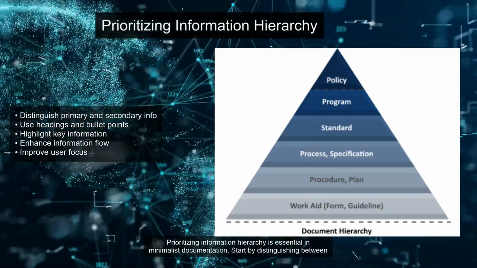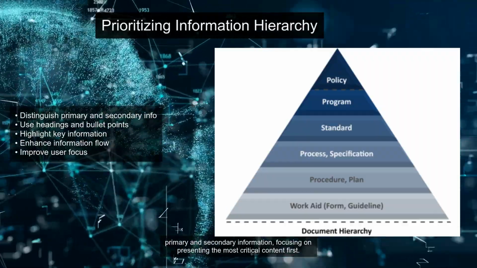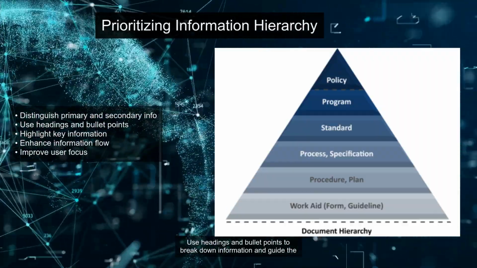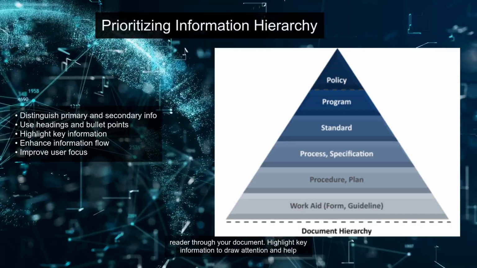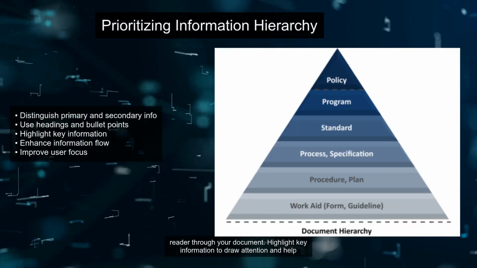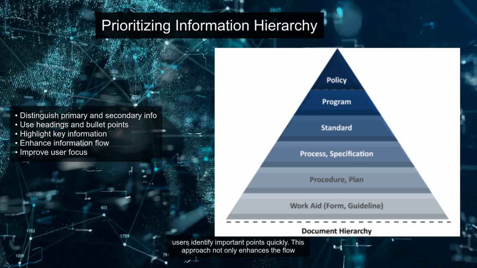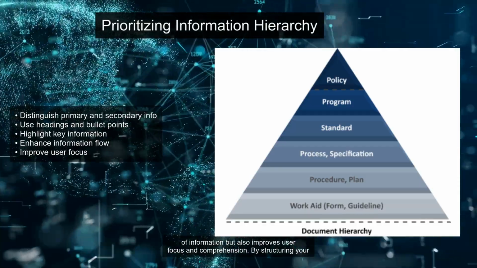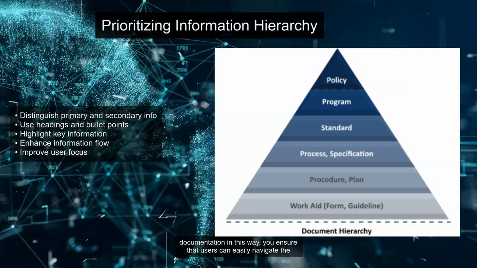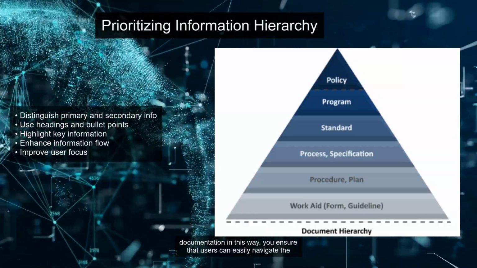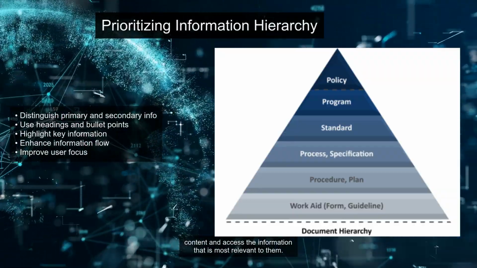Prioritizing information hierarchy is essential in minimalist documentation. Start by distinguishing between primary and secondary information, focusing on presenting the most critical content first. Use headings and bullet points to break down information and guide the reader through your document. Highlight key information to draw attention and help users identify important points quickly. This approach not only enhances the flow of information but also improves user focus and comprehension. By structuring your documentation in this way, you ensure that users can easily navigate the content and access the information that is most relevant to them.